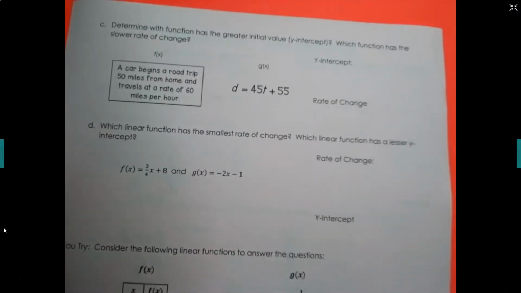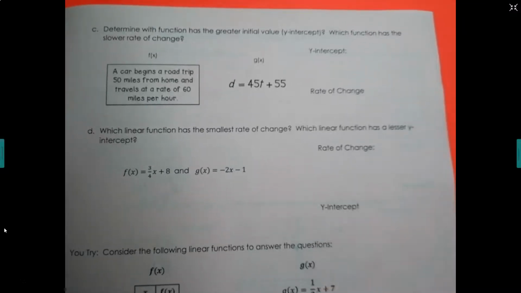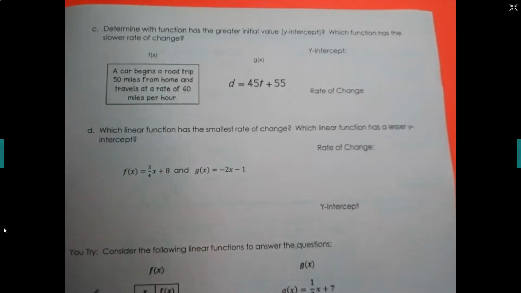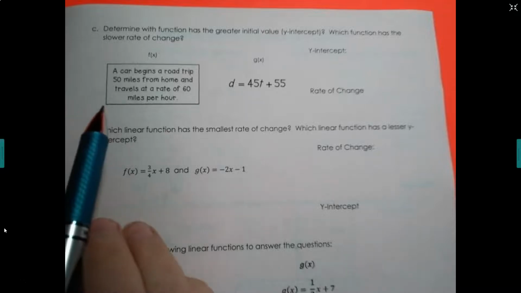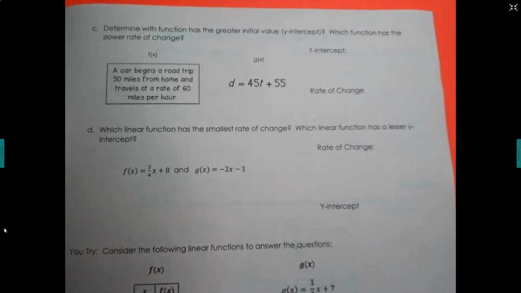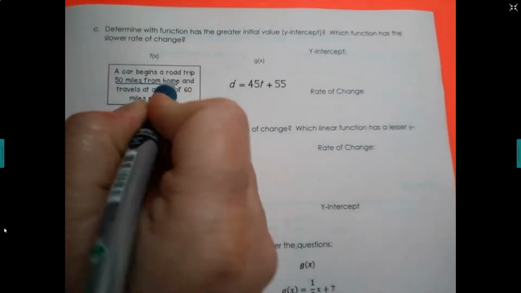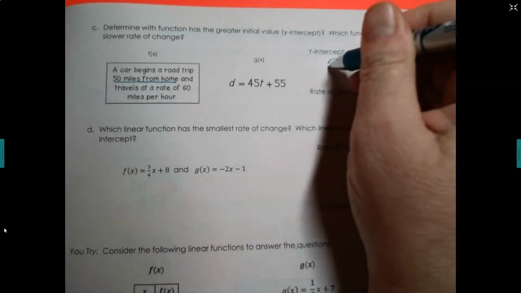Okay, so we're going to determine which function has a greater initial value. So the initial value is your y-intercept. It's where you begin, and that tends to come in, especially when we're having some real-world questions. And then we'll also answer which function has a slower rate of change. So in our word problem, it says a car begins a road trip 50 miles from home. 50 miles from home is where they're beginning. So they're beginning at 50.